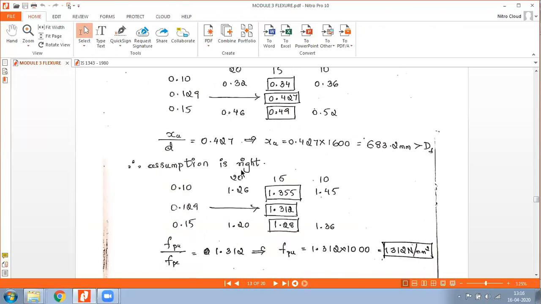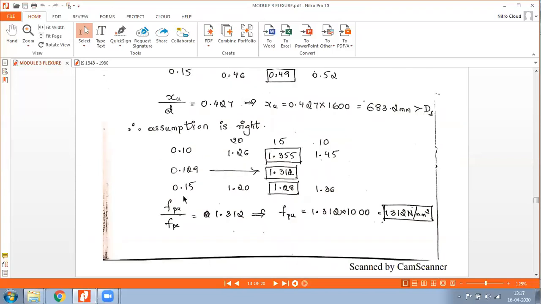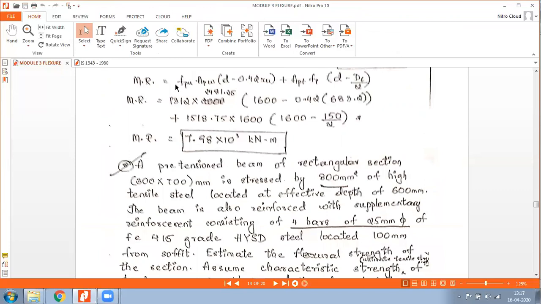We can do it this way. Or, as I said, first we need to assume the neutral axis is going to lie in the flange. There we need to first prove that XU is greater than the depth of the flange. Then we calculate the FPU value. Once we know the XU and FPU values, we can substitute these two in the moment of resistance equation to calculate the moment of resistance of the flange section. This is the solution for this problem.